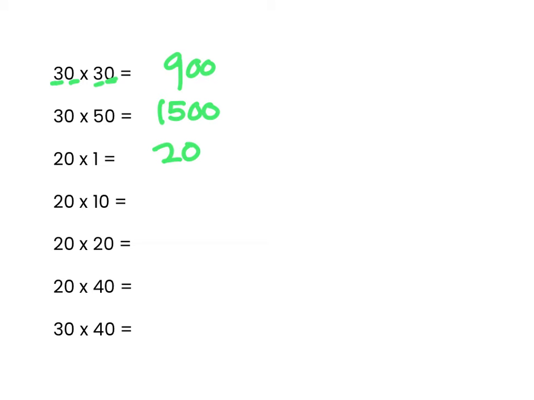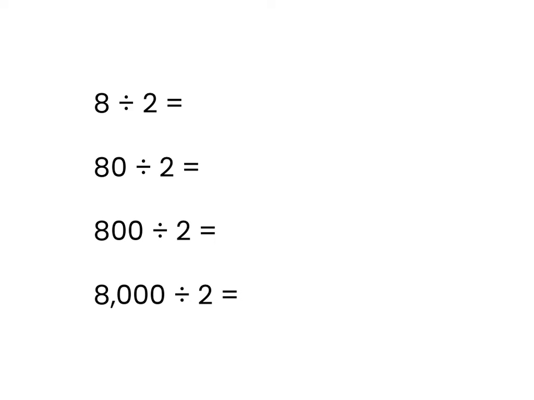20 times 10, or 2 tens times 1 ten, gives you 2 hundreds. 20 times 20, we multiply the 2 and the 2, gives us the 4, and our zeros there from 400. 20 times 40 should have given you 800, and 30 times 40, well, 3 times 4, 3 tens times 4 tens gives you 12 hundreds. And there we are on that page. Hopefully that all made sense and you got the same answers there. Let's look at the next page.